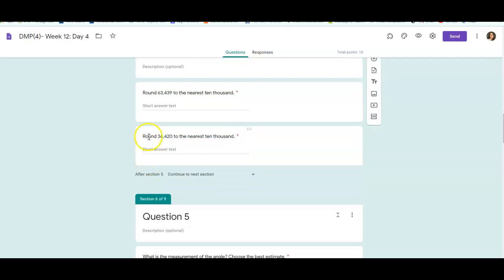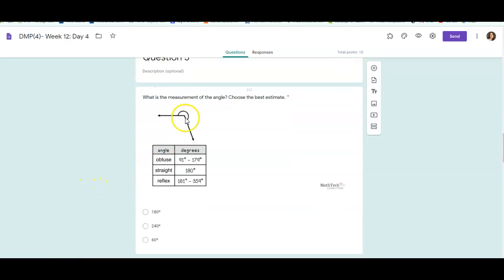Next question. Round 663,439 to the nearest 10,000. So if I'm looking there, I have to find my 10,000 place. And my 10,000 place happens to be the 3. So I look to the right. Is it going to round up to 40,000? Oops, I skipped that one. They're both to the nearest 10,000. There we go. Is it going to round to 60,000 or is it going to round to 70,000? Is it going to round to 40,000 or is it going to go to 30,000?